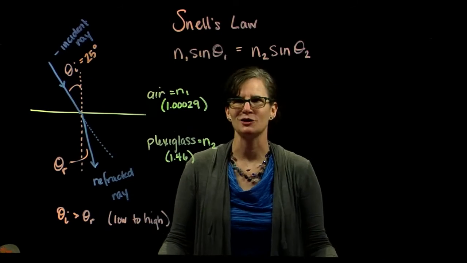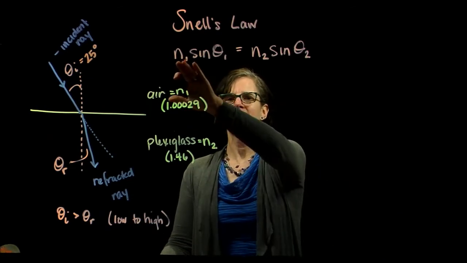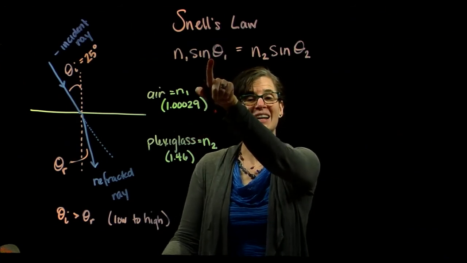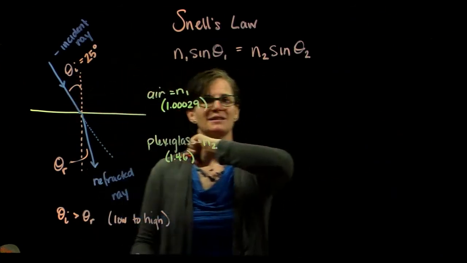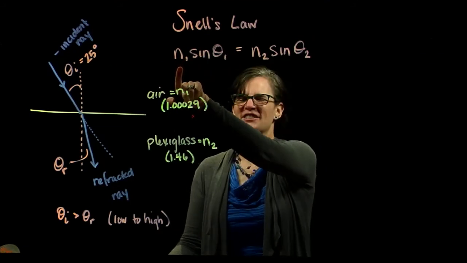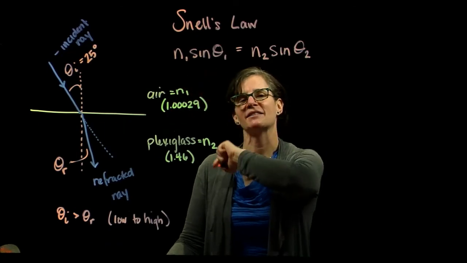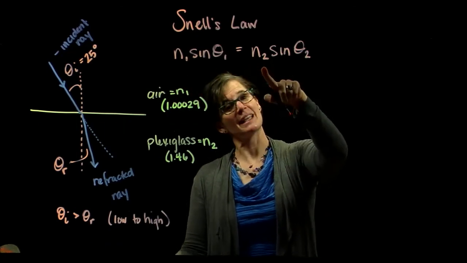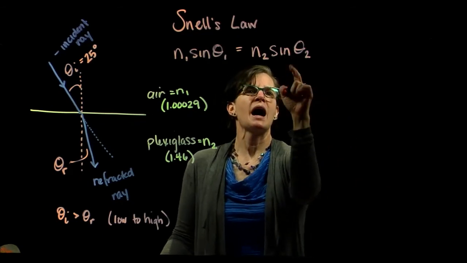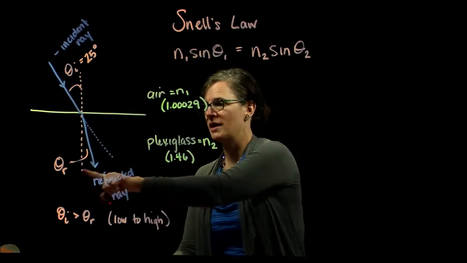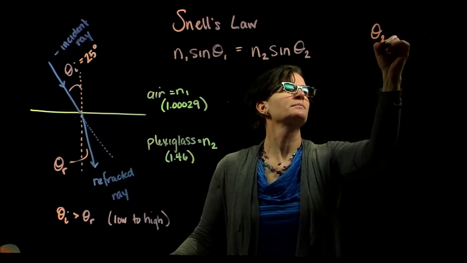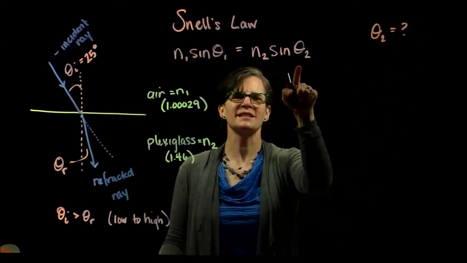We're going to use Snell's law to do it. Snell's law tells us that the index of refraction of one medium, we'll say air, times the sine of that angle, we'll say 25 degrees, is equal to the index of refraction of the second medium times the sine of its angle. I'm interested in knowing what is the refracted angle. So that is theta 2. That's what I want to know. So let's solve for theta 2.